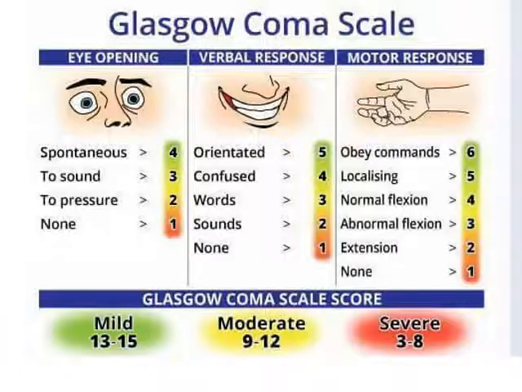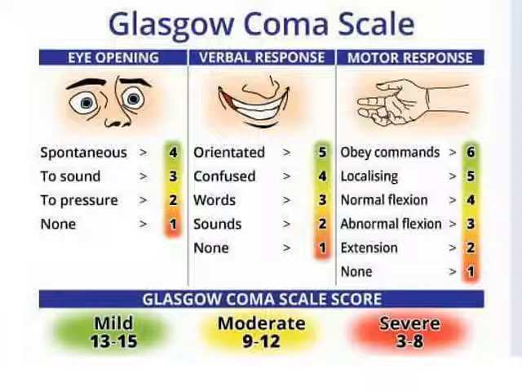Your verbal response is, again, 1 to 5. 1 meaning that you make no sound. For most institutions, you also receive a 1 if you are intubated. 2 means that you're making sounds, but they're incoherent. 3 is that you're saying words, but they don't make sense. 4 is that you're making coherent phrases, but you're confused. And then 5 is that you're oriented and have clear speech.